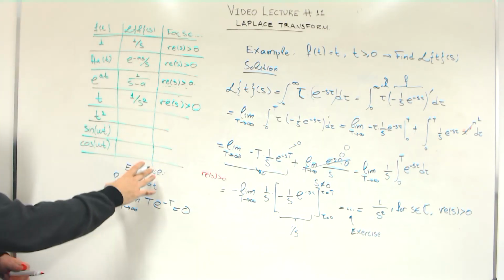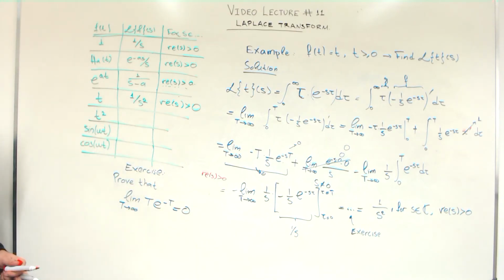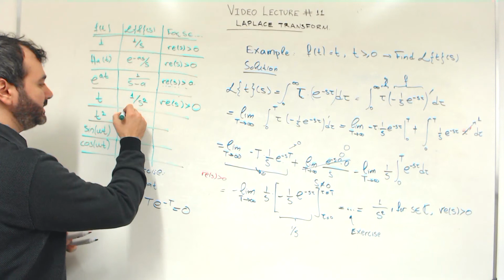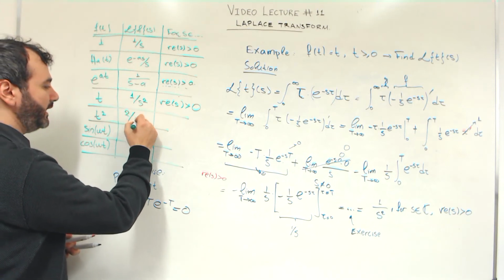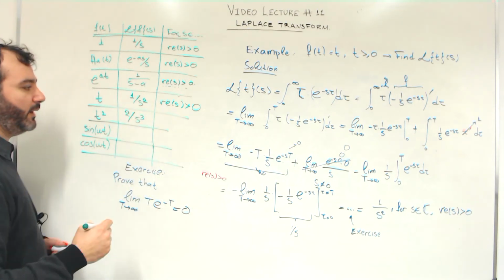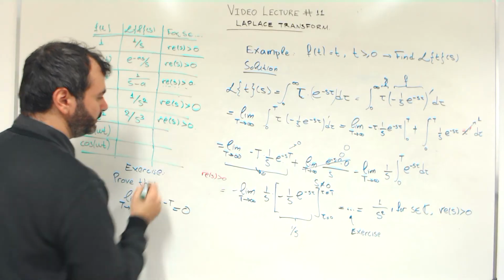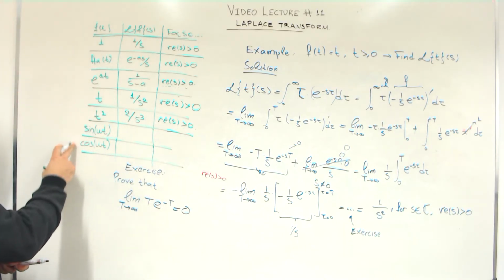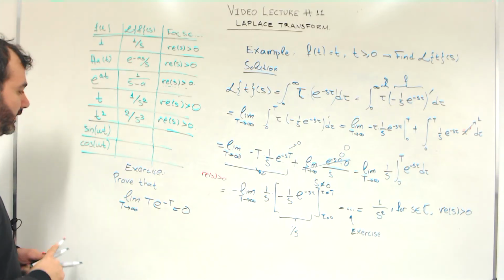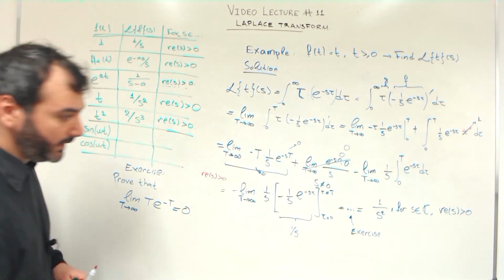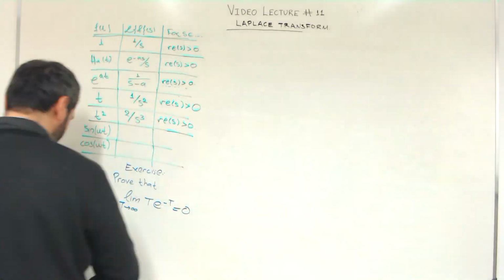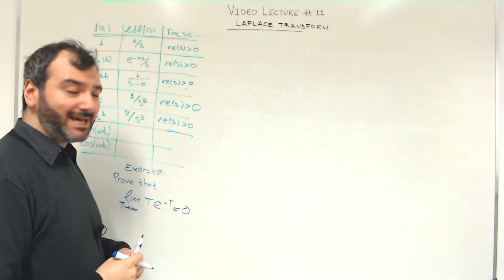And we're filling in the table of Laplace transforms. For t squared, the answer is 2 divided by s to the third power, with this domain. Now we will do sine and cosine. This will be the last example for today. This will be slightly different.